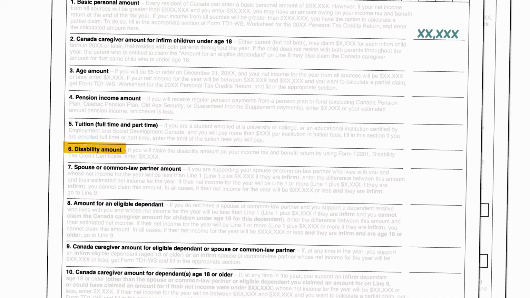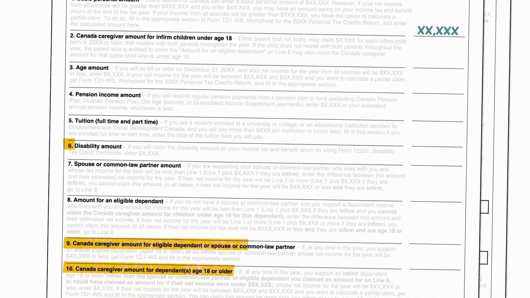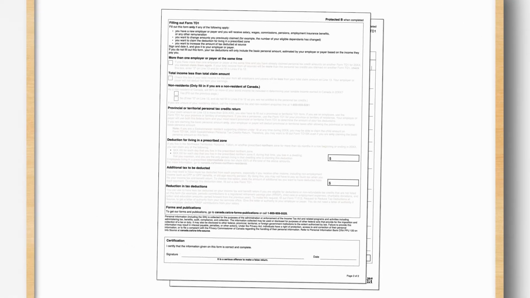You may also claim tax credits if you're eligible for the disability tax credit, or if you're a caregiver for a child or dependent with a disability, sections 2, 6, 9, and 10 may apply to you. Once you've entered amounts to claim the tax credits that apply to you, add up all of your amounts and enter that total in box 13. You're almost done. So what about page 2?